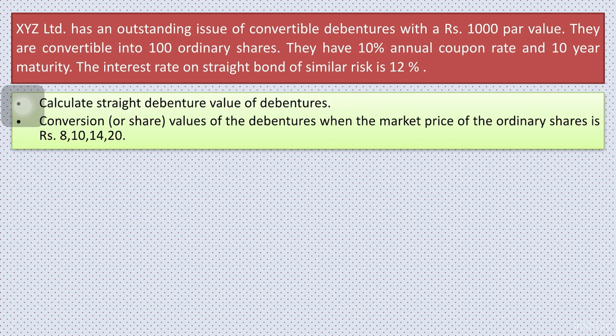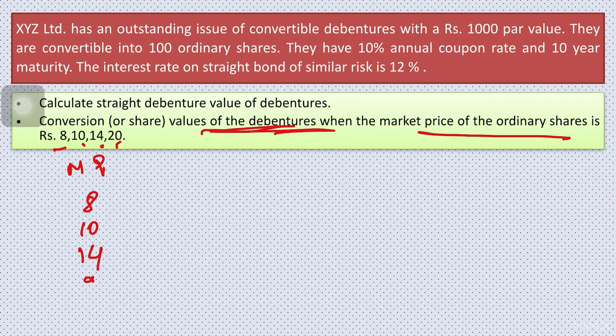Okay. First thing is done. Next is the conversion of the share of the debentures when the market price is given as rupees 8, 10, 14 and 20. What do we have? The conversion ratio: for one convertible debenture, 100 equity shares will be issued to you. This is your conversion ratio.